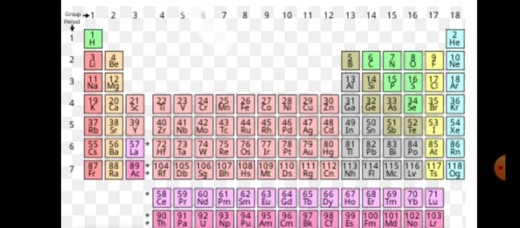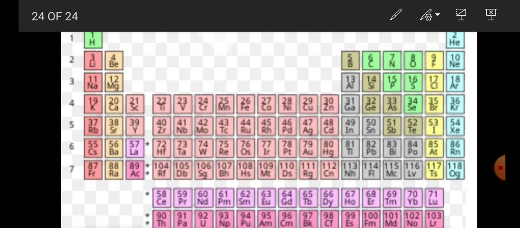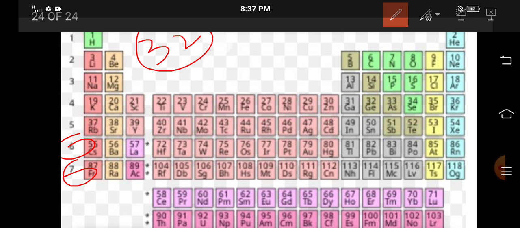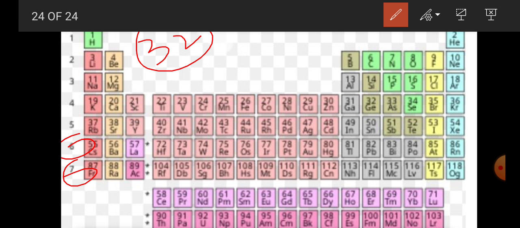Now we discuss the 6th and 7th periods. Focus on the 6th and the 7th period. The 6th period consists of 32 elements. In these 32 elements, 2 are the S block elements and 6 are the P block elements, meaning 8 representative elements.